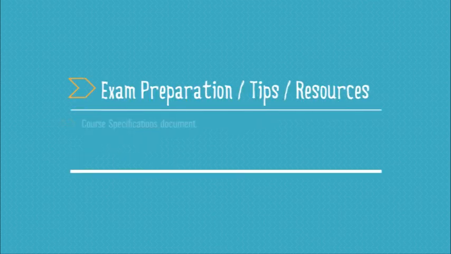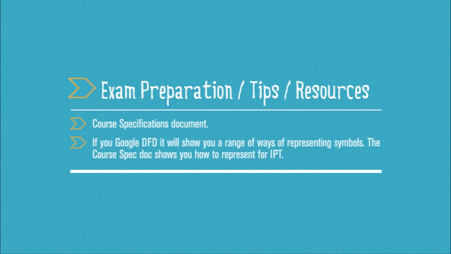There's a document called the Course Specifications document that you can get from the Board of Studies website. I suggest you download it. It's going to show you a lot of stuff about IPT and how we do things in particular. Just an example. If you Google a data flow diagram, it's going to show you a range of different ways that you can represent a data flow diagram. But the Course Specifications document tells us exactly how we need to represent it for IPT.